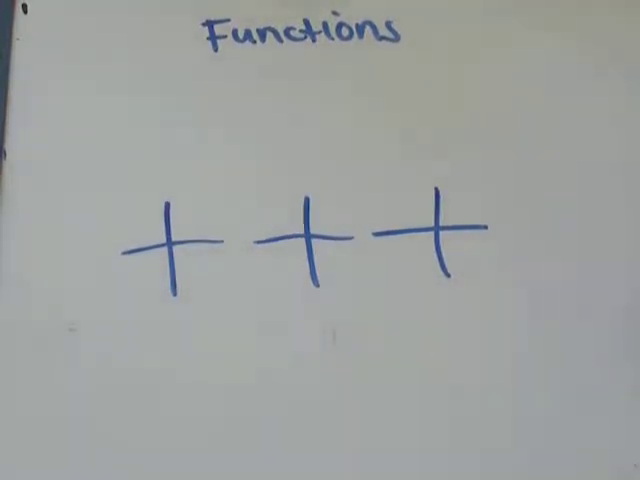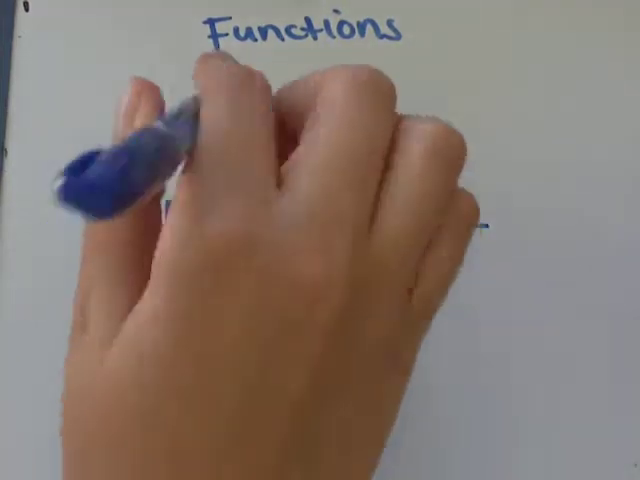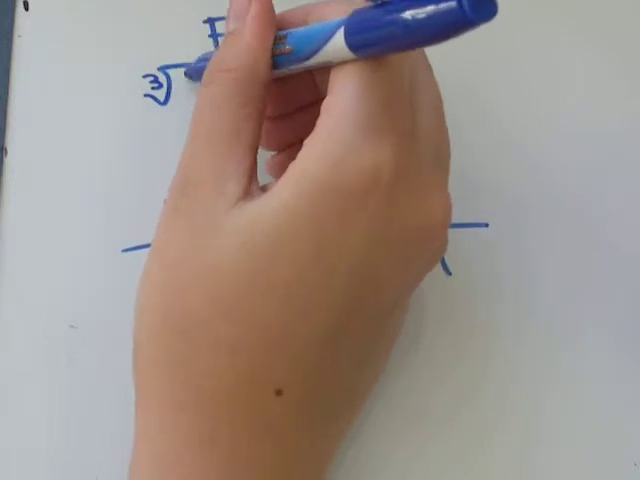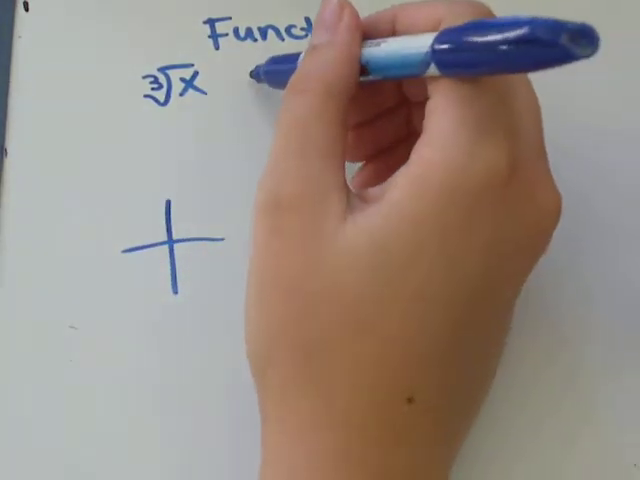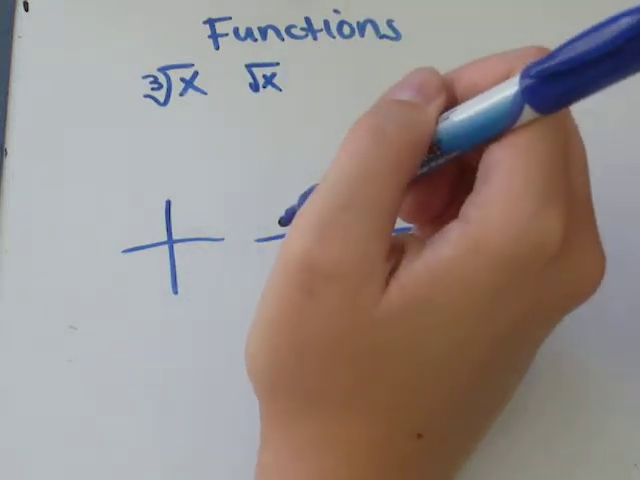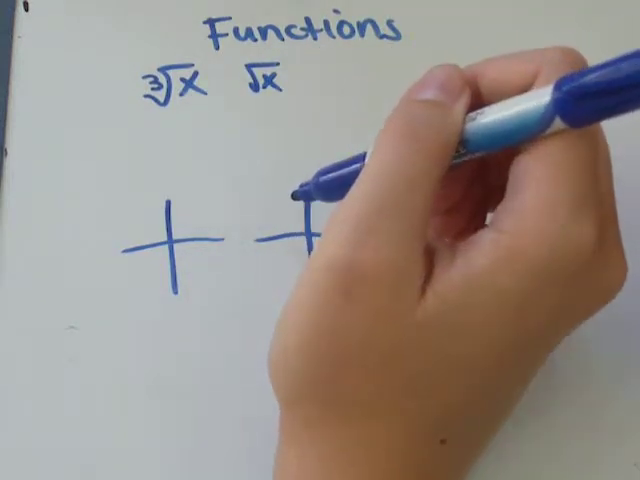Hey guys, in this video we are talking about properties of functions. So how to tell when something is a polynomial function and how to tell when something isn't a polynomial function. Something that is not a polynomial function will have roots associated with the variables. Something like the cubed root of x, not a polynomial function. Something like the square root of x, not a polynomial function.